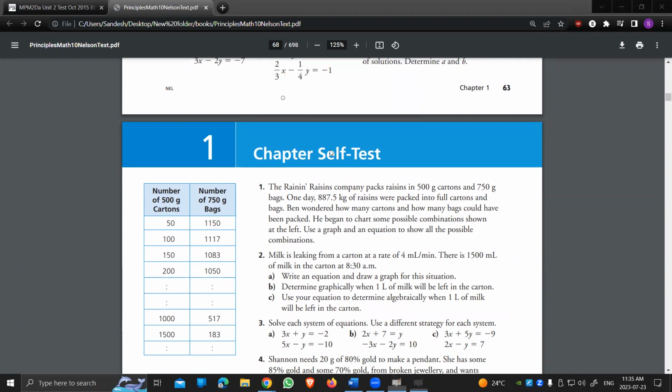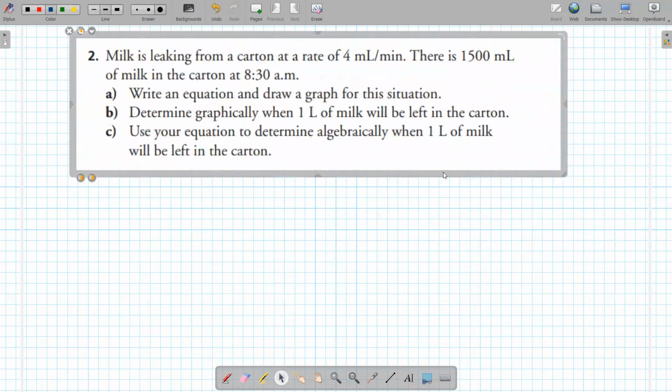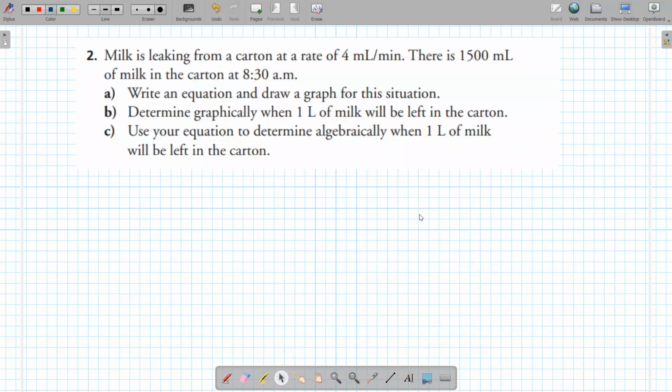Let's do this one. So initially there's 1500 milliliters of milk in a carton and it's leaking at 4 milliliters per minute. Cool. What does rate mean? In a linear equation, what does rate imply? It's the slope.